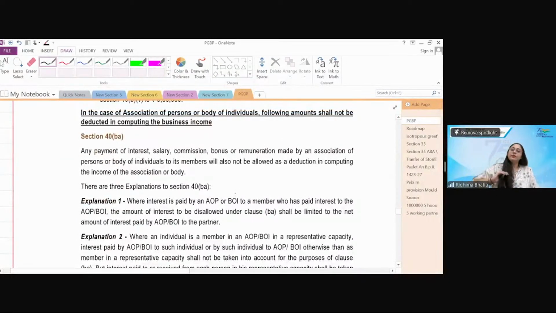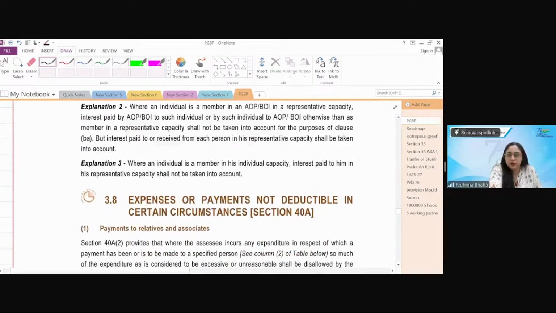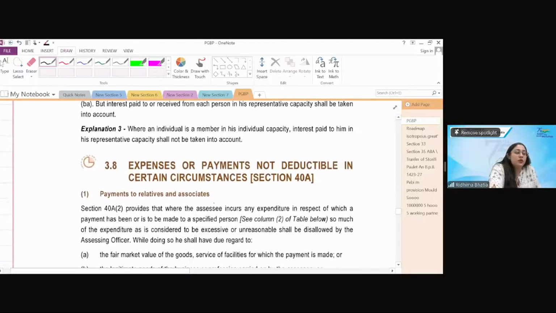Next, in the same case of an AOP, if a question on AOP comes, anything which is paid to the members would not be allowed. At least in the case of partners there is a limit, that this amount will be allowed, but anything of interest, salary, commission, remuneration paid to members is not allowed at all. Anything paid by an AOP or BOI to its member is not allowed. So this is all about section 40 clause A and section 40 clause B. I hope you're confident enough, and now we will move to section 40A inadmissibilities.